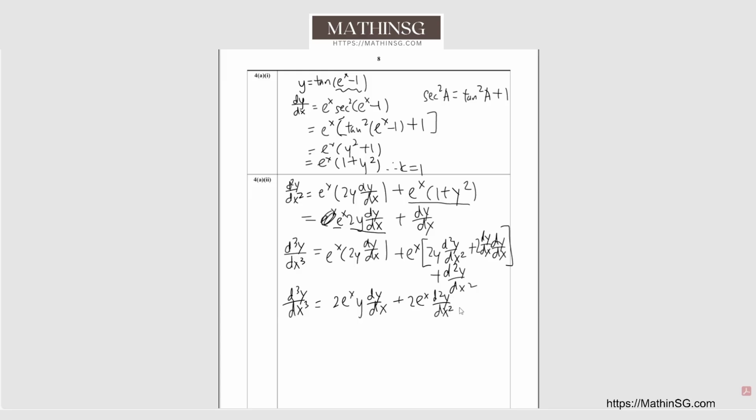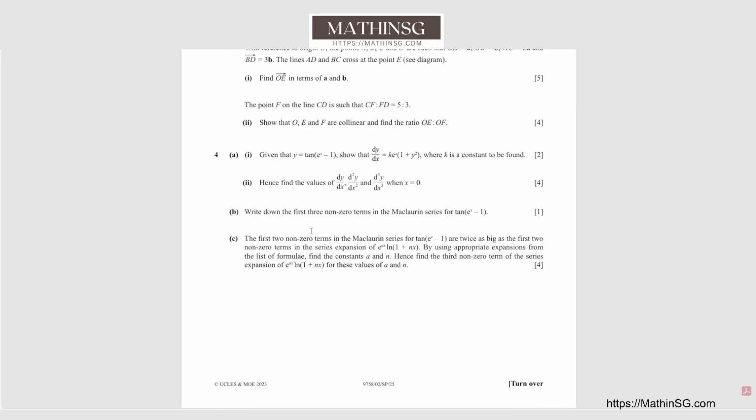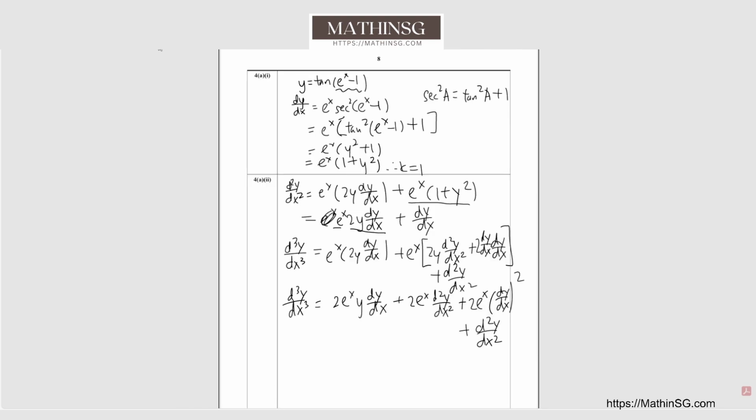Oh, okay, there's no y here, so I can't add them together. Okay, then next here is 2e to the power of x dy/dx squared, then finally plus d²y/dx². Okay, so now I need to find the values of dy/dx, d²y/dx², and d³y/dx³ when x equals 0.